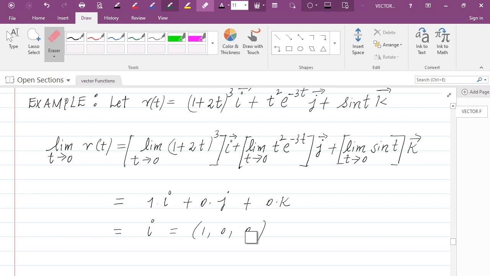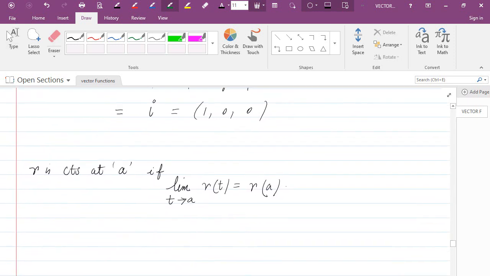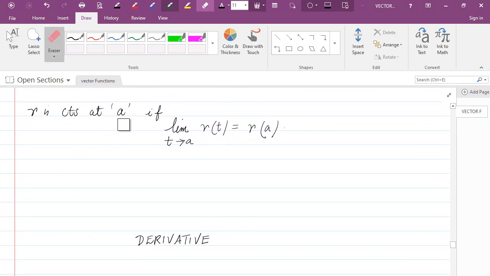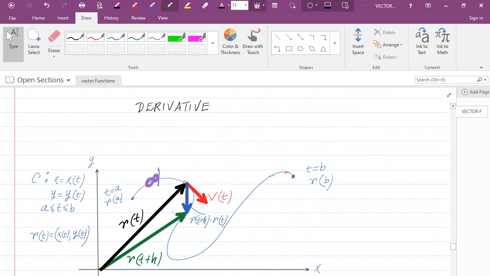Okay, so the point is we can take the limit of a vector function component-wise. That is, when we take the limit, we just take the limits of the components of the vector function. Now we say that a vector function r is continuous at a if the limit of r of t as t goes to a is equal to r of a. Okay, with that I'm going to stop this video. In the next video we will be looking at the derivative of a vector function.